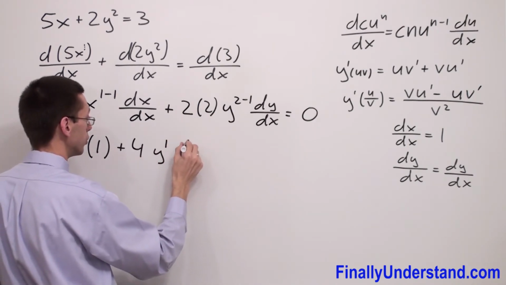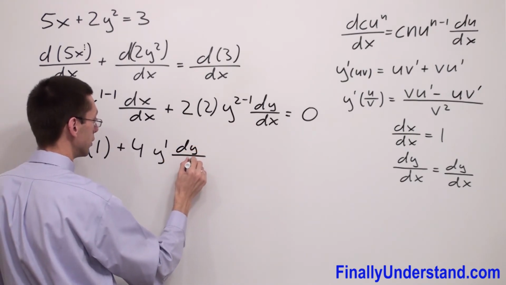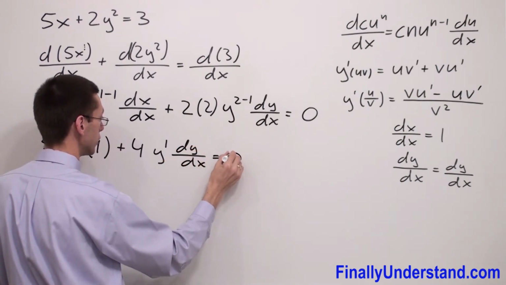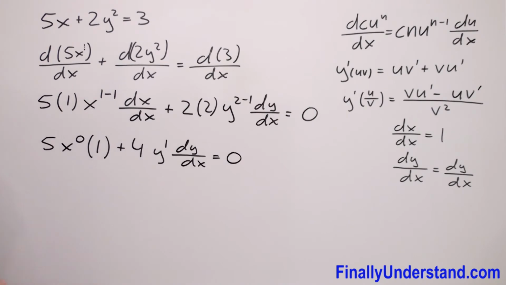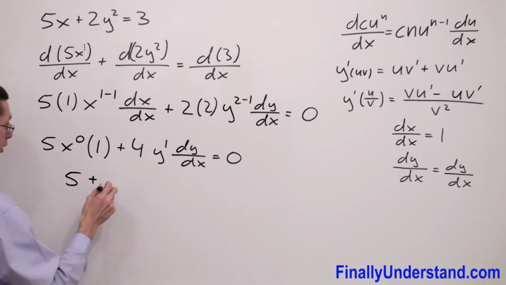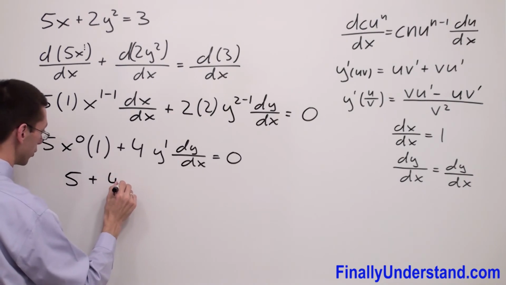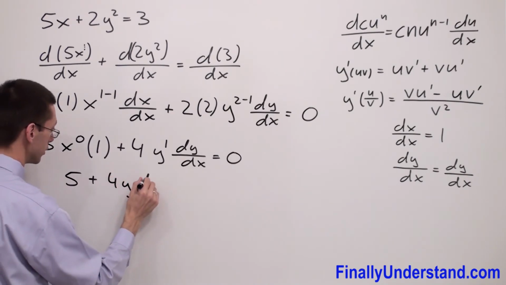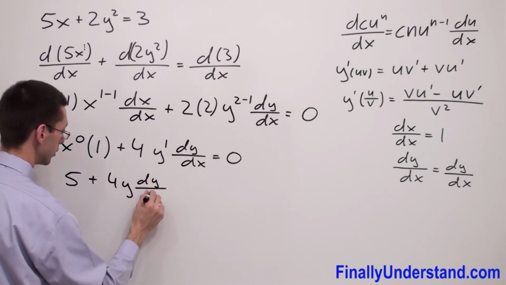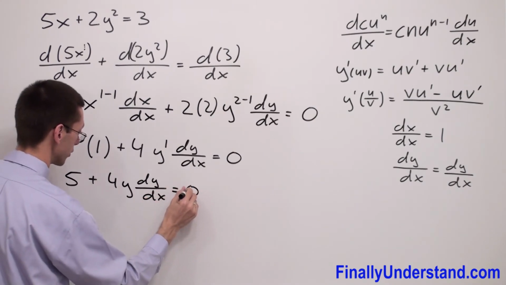And I have dy over dx, and the right side is equal to 0. I assume that x is different than 0. That's why I'm going to say that 5 times 1 times 1 is equal to 5. Plus y to the first is just y. That's why I'm going to have just 4y dy over dx is equal to 0.